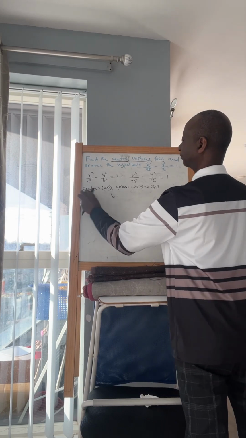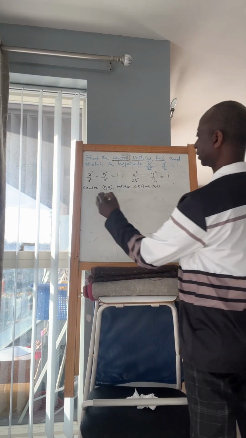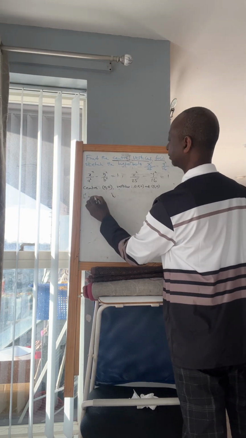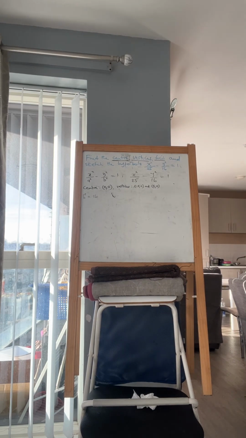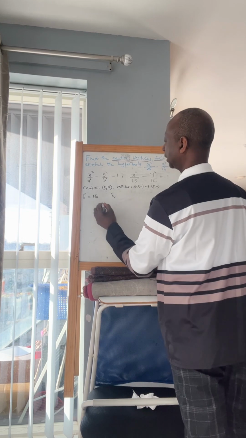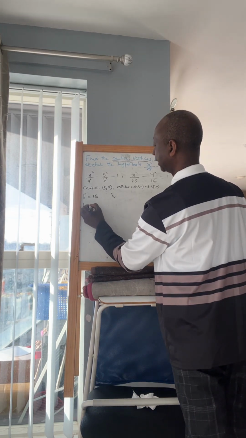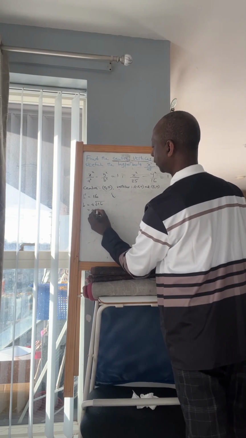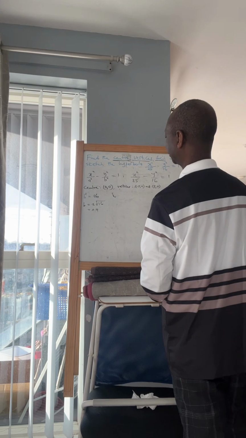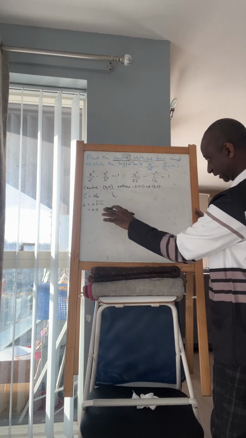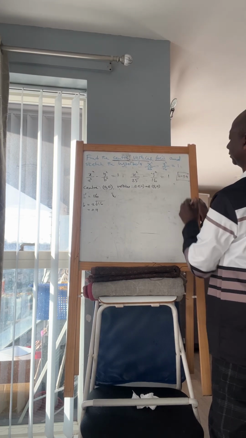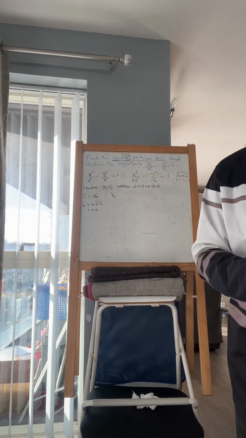Now let's find b. B squared is 16. So b is plus or minus the square root of 16, so this is plus or minus 4. Let's keep it aside: b equals plus or minus 4. We shall use it later on.